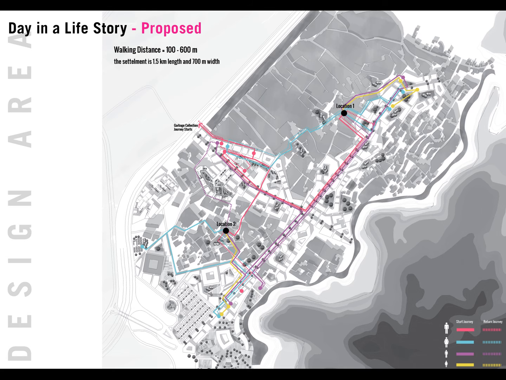So I wanted to actually apply the proposed day-in-a-life route on the layout to show how long each journey or each trip would be. Here, I'm proposing there would be 2 different locations. By measuring the walking distances, they range from 100 to 600 meters, as the settlement is 1.5 kilometers in length and 700 meters in width, which means that all necessary services and activities are within walking distance within the settlement.